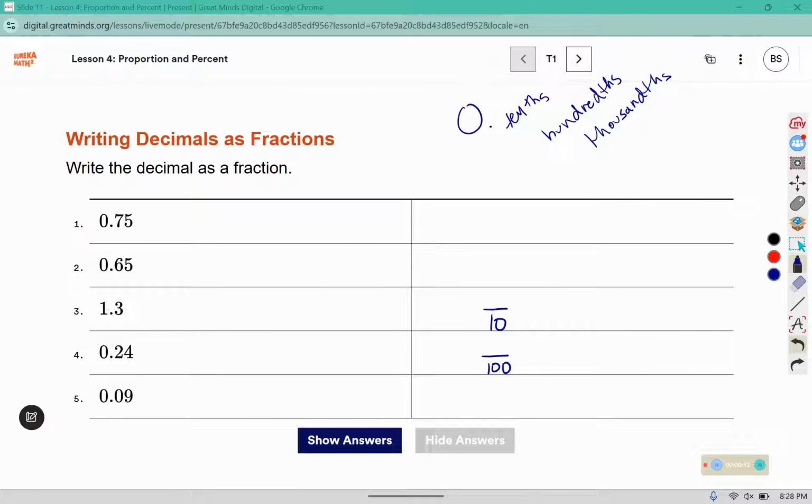This is 1 and a 3. You could also write it as 1 whole and 3/10. Go ahead and write the decimals as fractions for problems 1, 2, 4, and 5.